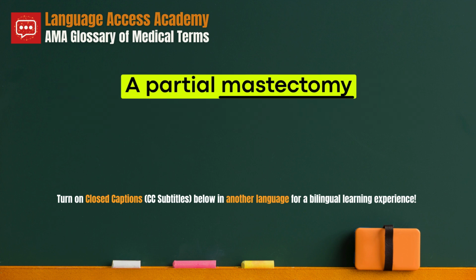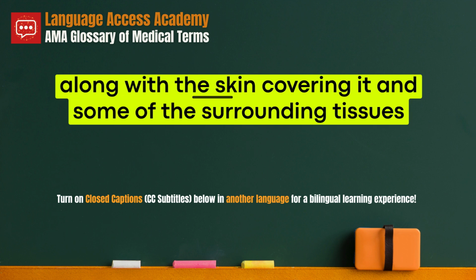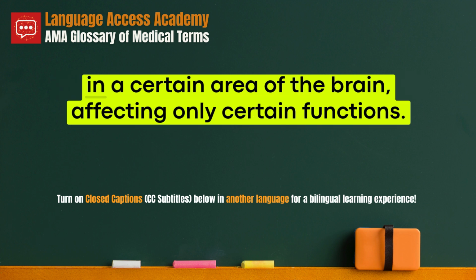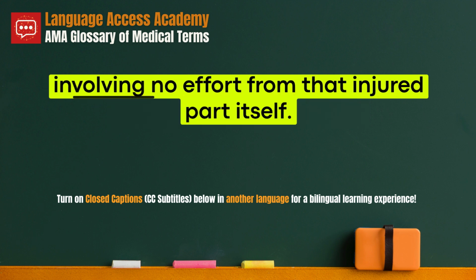A partial mastectomy is a treatment for breast cancer in which a tumor is removed, along with the skin covering it and some of the surrounding tissues and muscles. A partial seizure is an abnormal electrical discharge in a certain area of the brain, affecting only certain functions. Passive exercise is the exercise of an injured part of the body, involving no effort from that injured part itself.